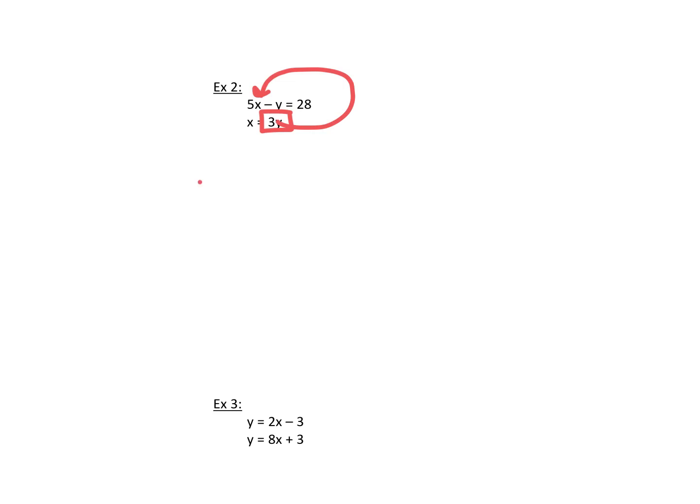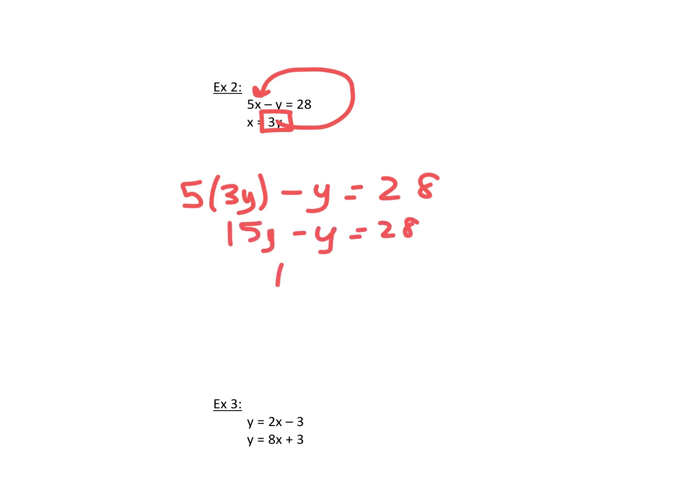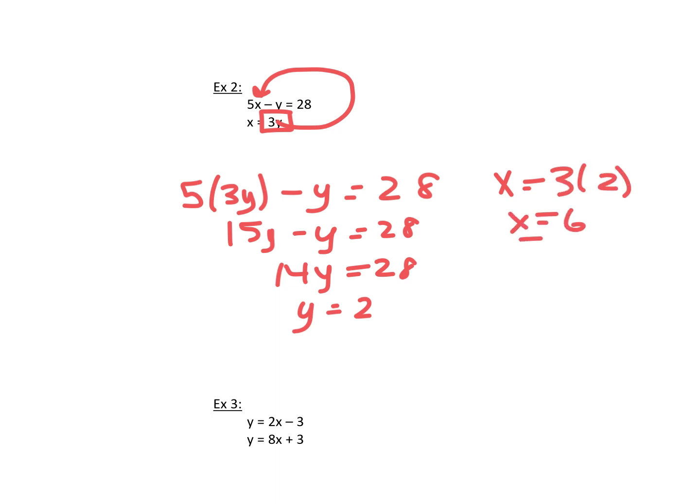So instead of 5 times x, I have 5 times 3y minus y equals 28. And I'm going to solve because now I'm just with one variable. So I have 15y minus y equals 28. That's 14y equals 28. Divide, y equals 2. And then I take that y value and I plug it into either equation, doesn't matter which one. I'm going to go into the second one because it's easier. x equals 3 times 2, so x equals 6. So my x value is 6, my y value is 2. That means that my point of intersection is at 6 comma 2.